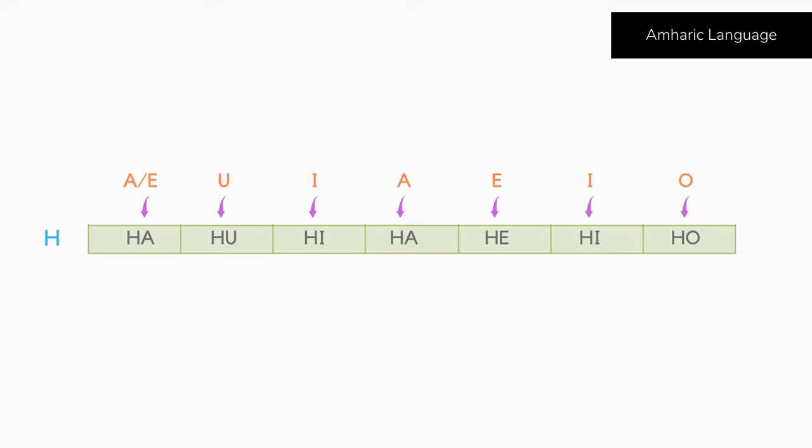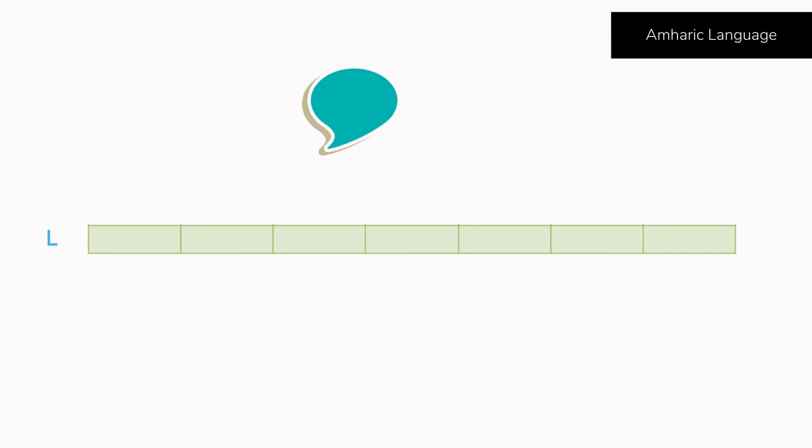So this is how single sounds are formed, and these single sounds have single Amharic letters or characters representing them. Now I want you guys to comment down below what the 7 single sounds would be if we took the English letter L as our main letter in one row. Use the same method we used with the English letter H to form the single sounds.